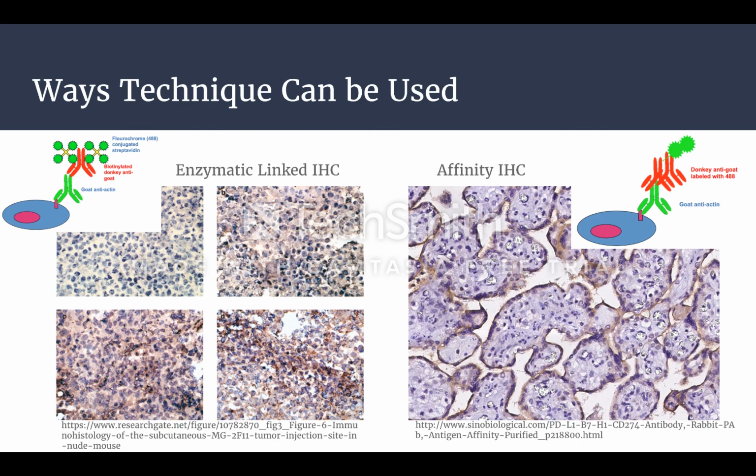Another way IHC can be used is seen in the affinity method, which is generally used to amplify the target antigen signal. There are two widely known affinity methods. One is the ABC method, also known as the avidin biotin peroxidase complex, and the other method is the labeled streptavidin binding, or LSB. Both methods have their own separate ways of amplifying the target antigen signal, but in the end, that is exactly what both of these sub-techniques are trying to do.